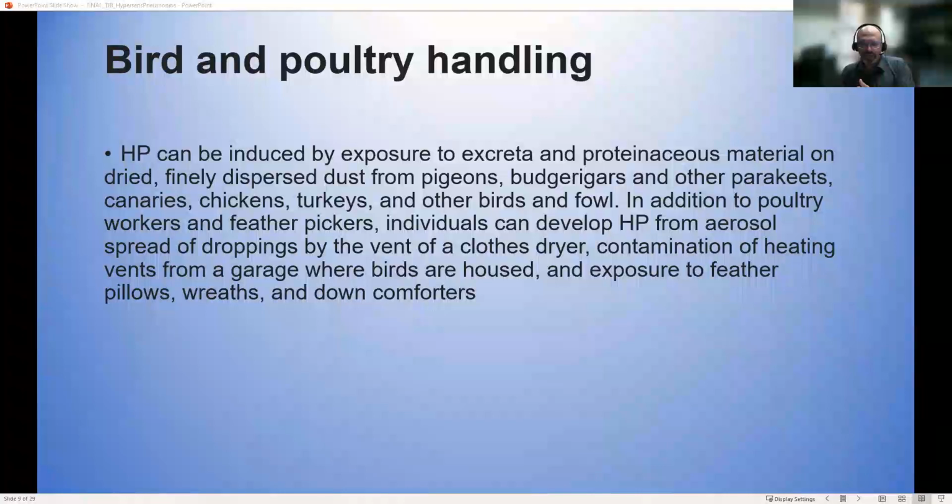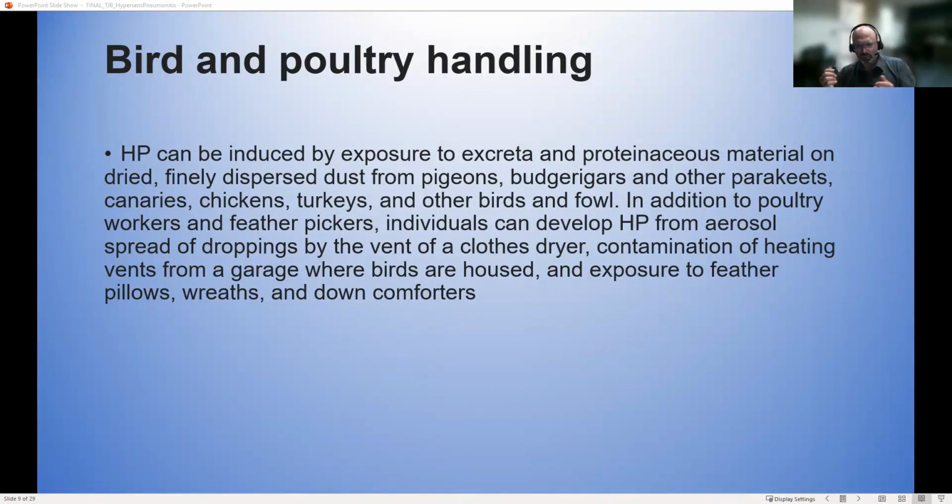It can be induced by exposure to excreta and proteinaceous material on dried, finely dispersed dust with pigeons. I'm just going to call them budgies and parakeets, along with canaries, basically birds. An interesting piece about the poultry workers and the feather pickers, I think, is also remembering that it's stirred up. It's not just sitting on a surface.